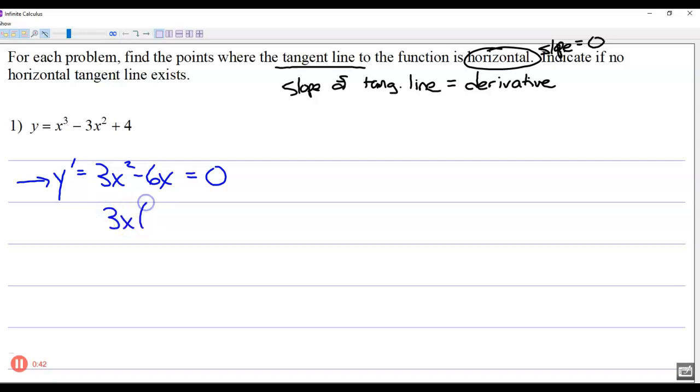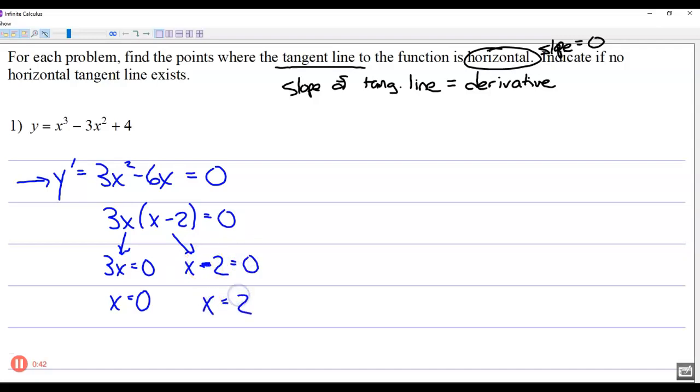3x. I can do 3x, which will give me x minus 2. If I set this piece equal to 0, that'll tell me x equals 0. If I set this piece equal to 0, I'll get x equals 2.